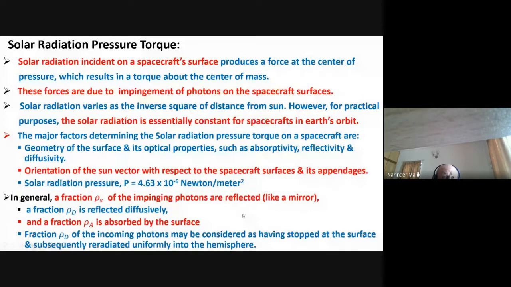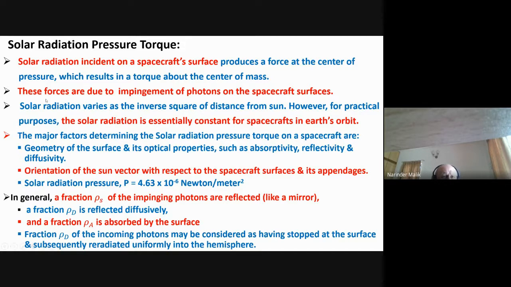Solar radiation pressure. Solar radiation incident on a spacecraft surface produces a force at the center of pressure, which results in a torque about the center of mass. These forces are due to the impingement of photons on the spacecraft surfaces. The solar radiation input is coming in the form of photons, high energy particles. And when the photons impinge on the spacecraft surfaces, they produce a force.